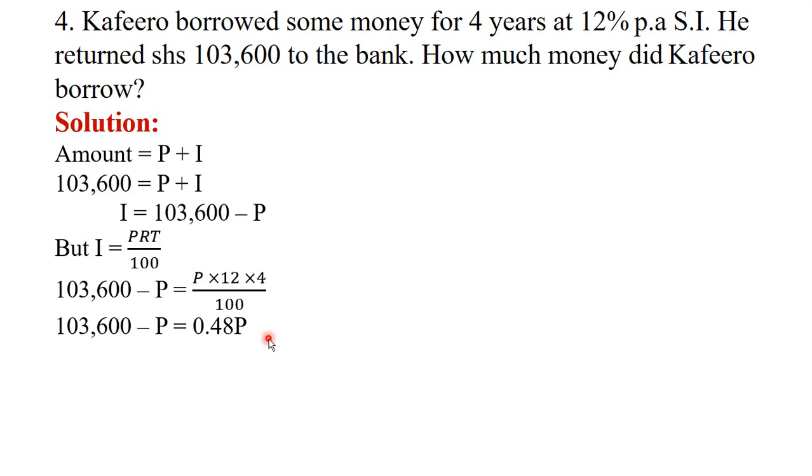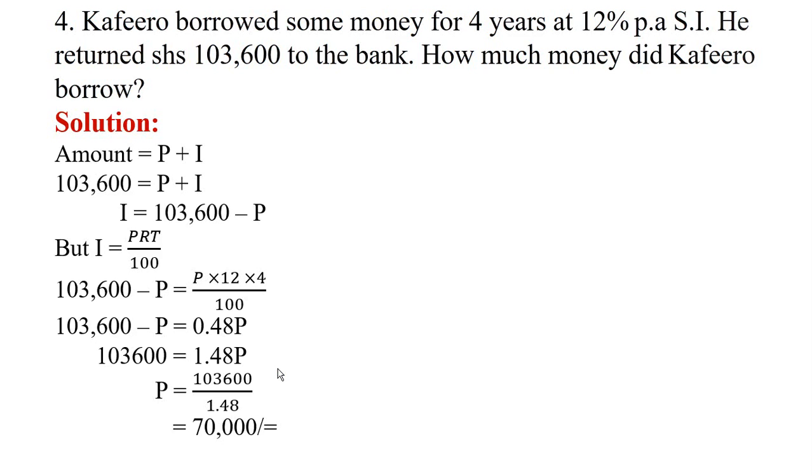So we shall have 103,600 is equal to 1.48P. Then we make P the subject, so we shall divide through by 1.48 on both sides. We shall have our P as 103,600 divided by 1.48. That will be the P. And so when you divide that using your calculator, we shall get 70,000 shillings. That is one way we can calculate for that.